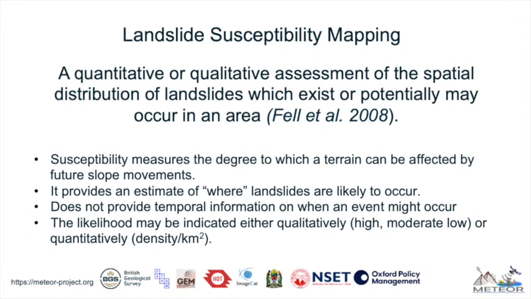So susceptibility takes our inventory map and moves it a step on, expanding it to fill in the gaps and depict areas where landslides could occur but either haven't been mapped yet or haven't occurred yet.